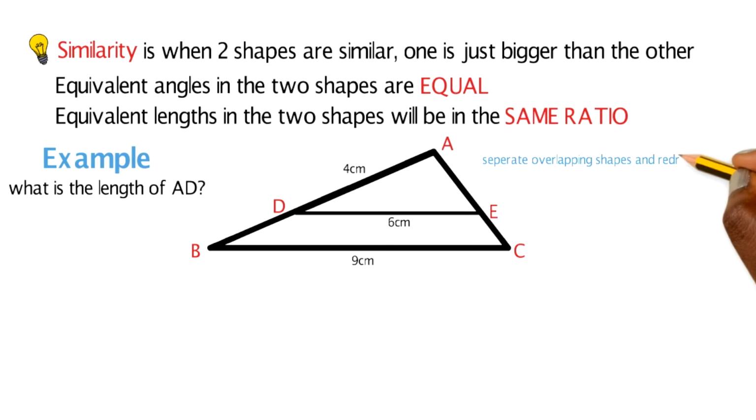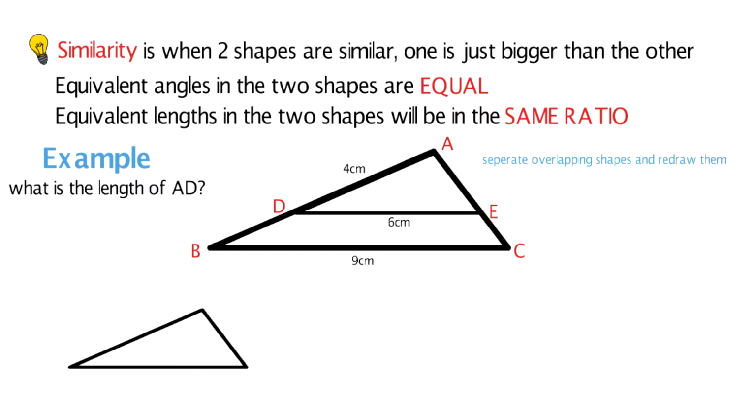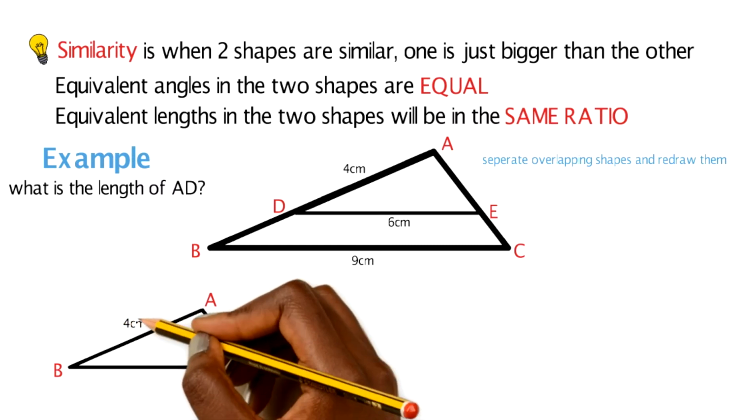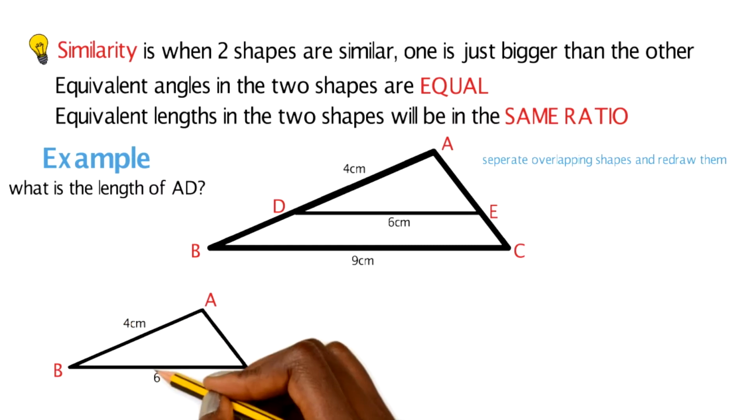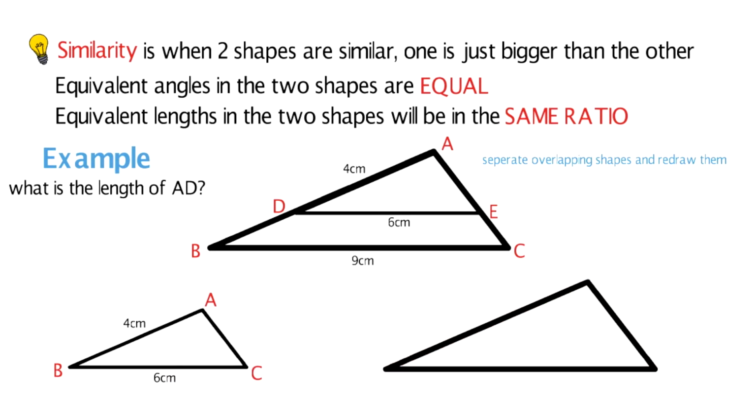The first thing I would do is separate the overlapping shapes, and this is going to make your life 10 times easier in terms of identifying which lengths are equivalent to others. If you already have a good eye for these types of questions, then you probably don't have to do this, but for people that struggle with this, I definitely recommend redrawing it out. It will make it 10 times easier for you to visualize what is going on.